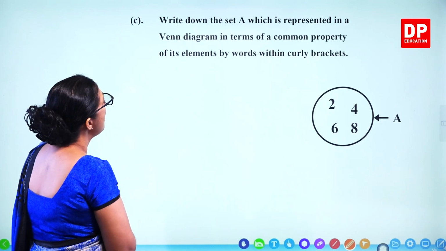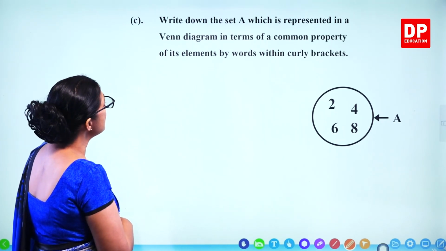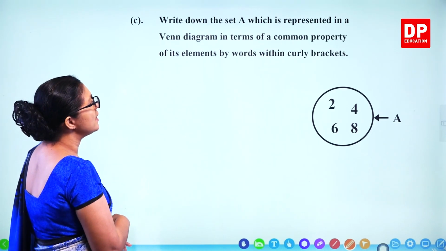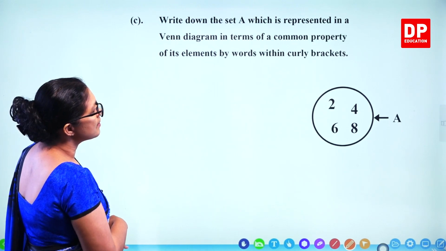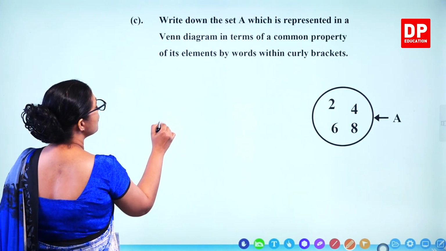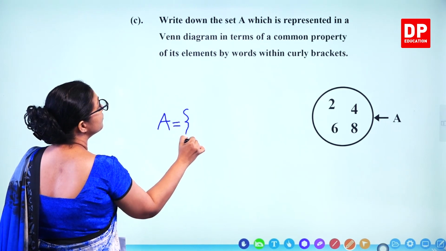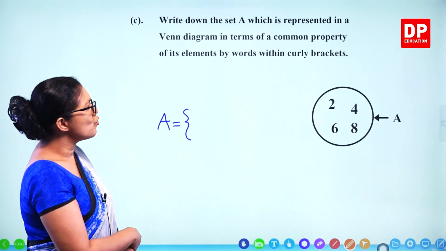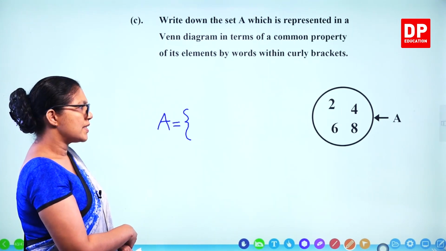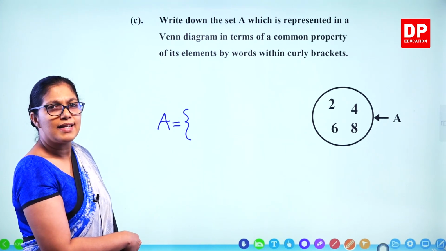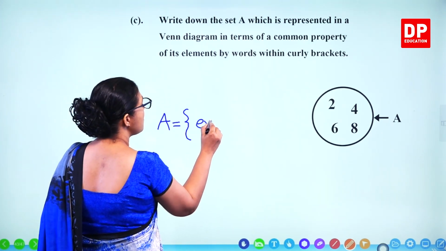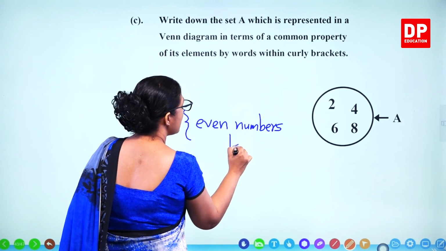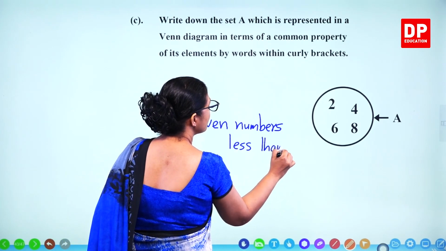Last part. Write down the set A, which is represented in a Venn diagram, in terms of a common property of its elements by words within curly brackets. So you have to write down the property of its elements. 2, 4, 6, 8. Even numbers, but less than 10. So you can write even numbers less than 10.